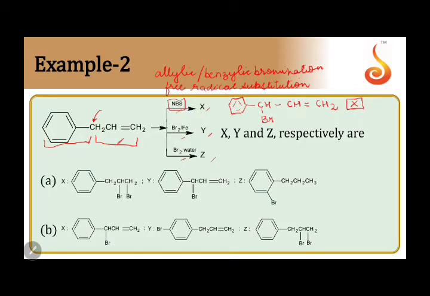The second reaction, we have bromine with Fe. Bromine with Fe anyway gives us FeBr3. So this is like doing FeBr3 catalyst with bromine. This gives rise to Br+. So here we got Br free radical. Here we are getting Br+.